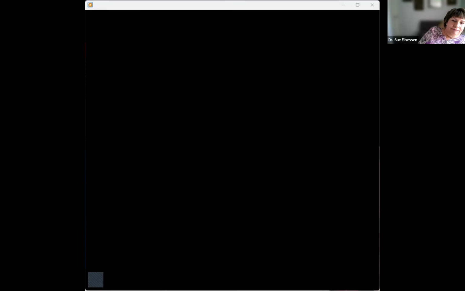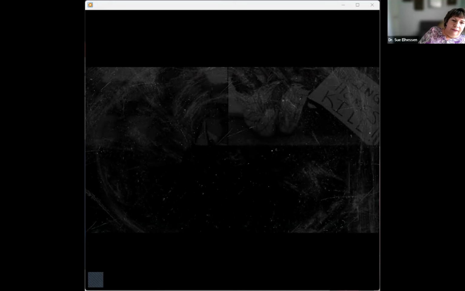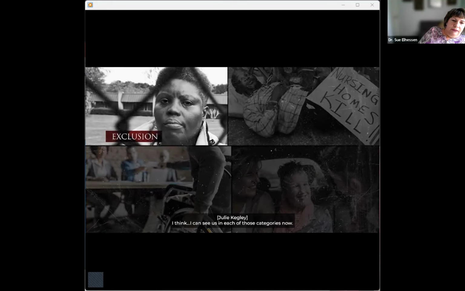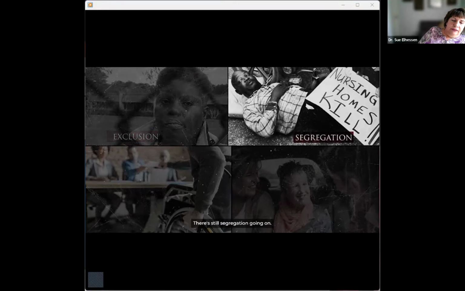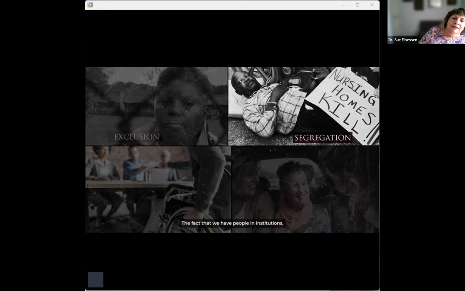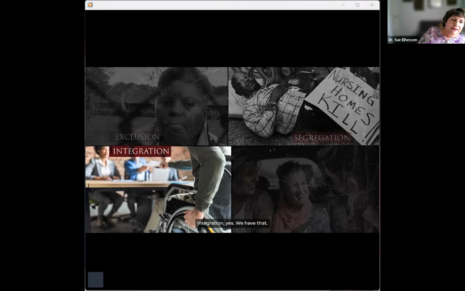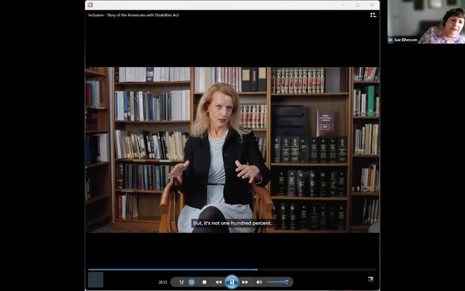Text reads, images of disabled people: exclusion, segregation, integration, and inclusion. I think I can place us in each of those categories now. There's still segregation going on, big time. The fact that we have people in institutions, that's segregation. Integration, yeah, we have that. Inclusion, yeah, we have that. But it's not 100%.